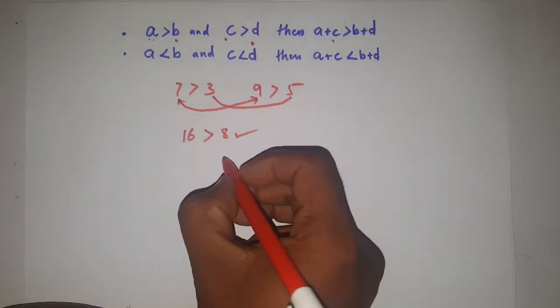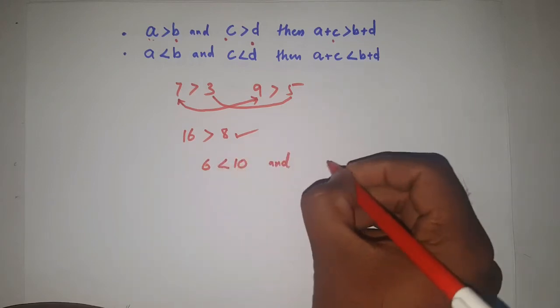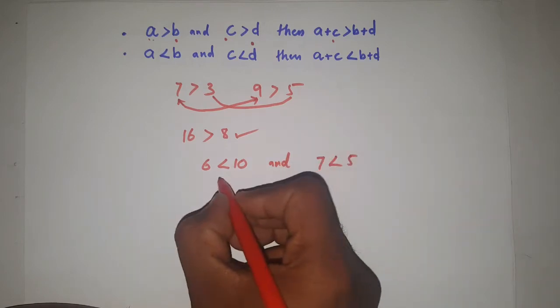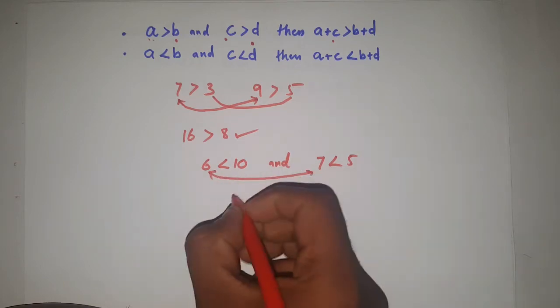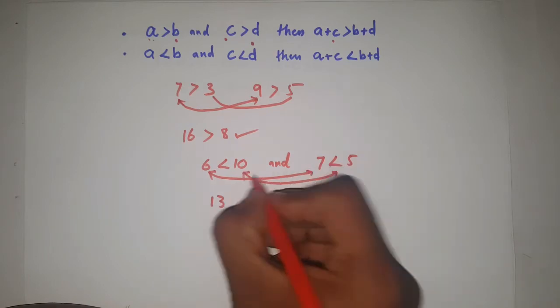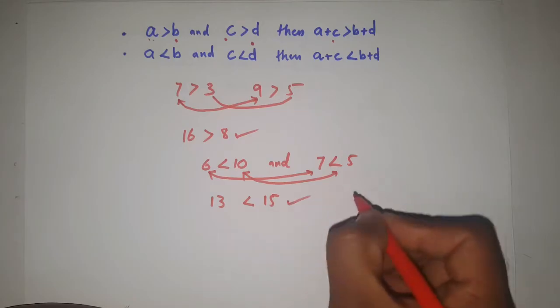If 6 is less than 10 and 7 is less than 5. Now if I add 6 and 7, the answer is 13, and 10 plus 5, the answer is 15. 13 is less than 15.